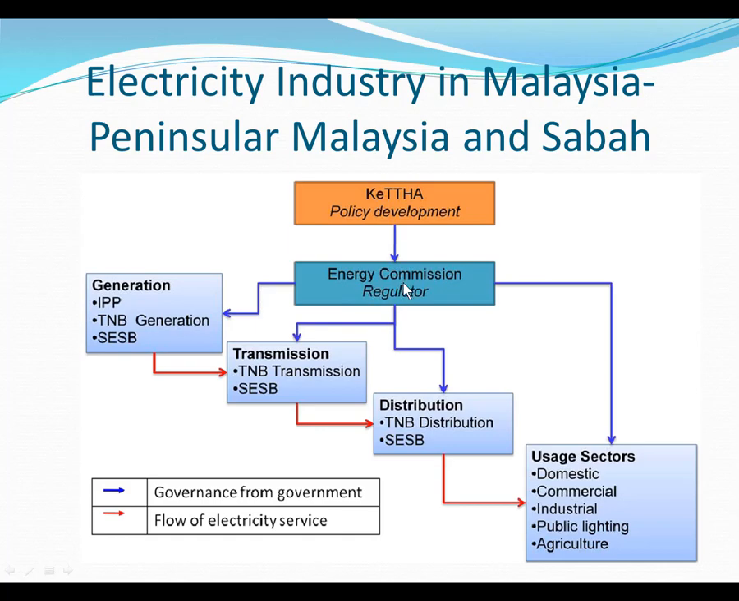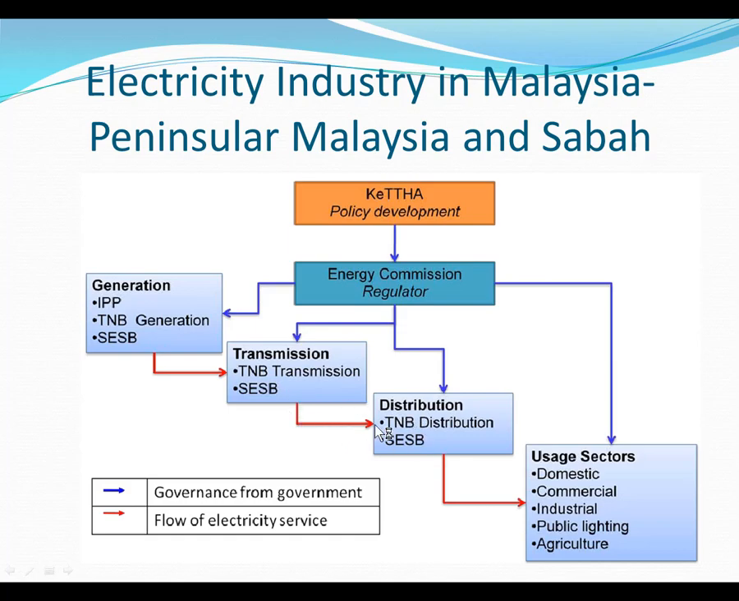Okay, so under the Energy Commission we have the generation. We have IPP, Independent Power Producer, we have Tenaga Nasional Berhad Generation, and we have Sabah Electricity Sdn Bhd. This is for the generation. After the generation, the power will go through the transmission system. For the transmission system, we have TNB Transmission in Peninsular Malaysia. And then we have SESB, Sabah Electricity Sdn Bhd, in Sabah for the transmission system maintenance and so on.